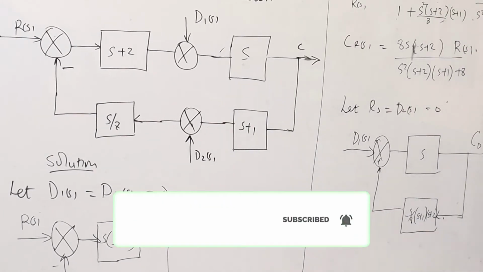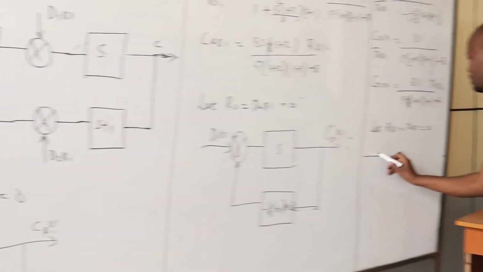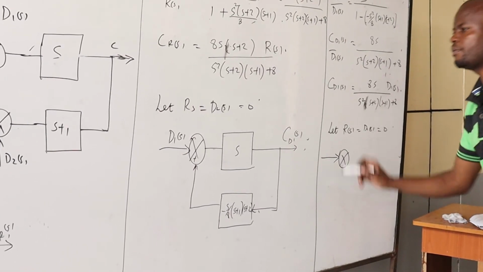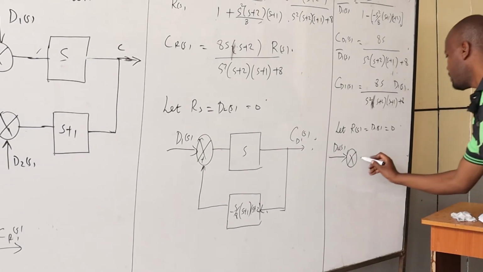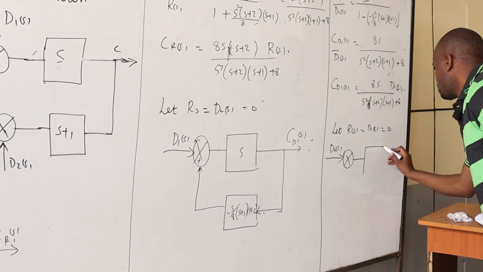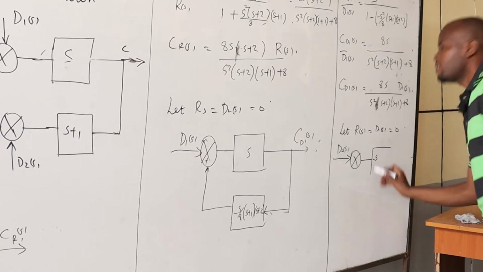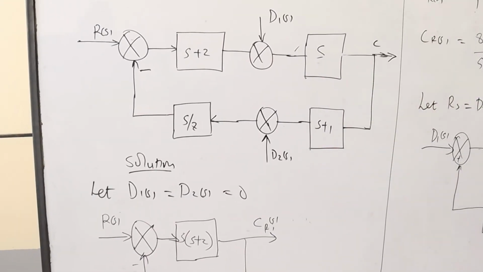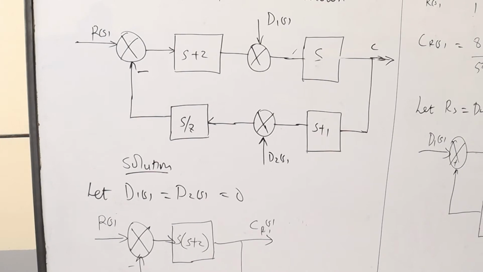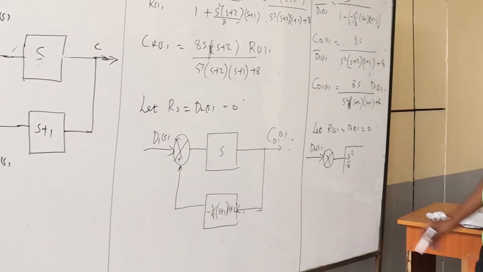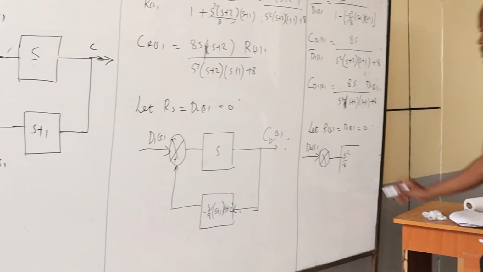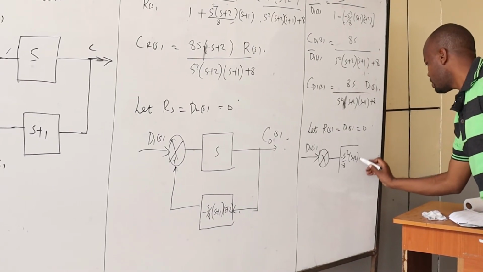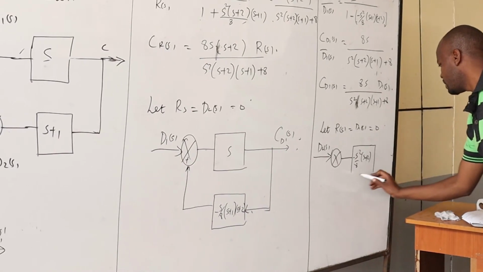So in that case, we are going to have D2 of s. Then here we are going to have minus s squared all over 8 minus s squared, into s plus 2. So that is what we are going to have in the forward path. That one is this.